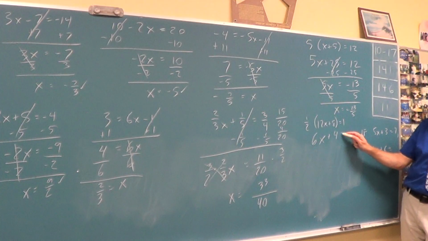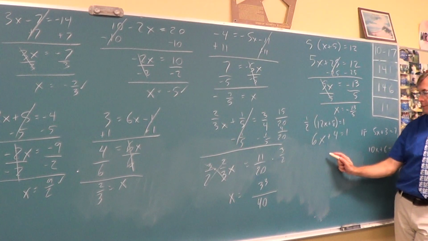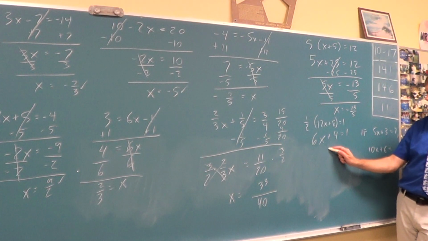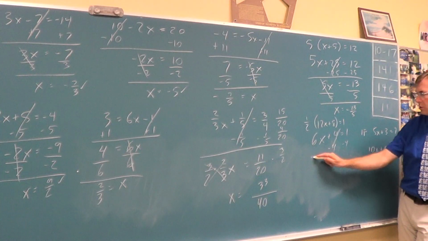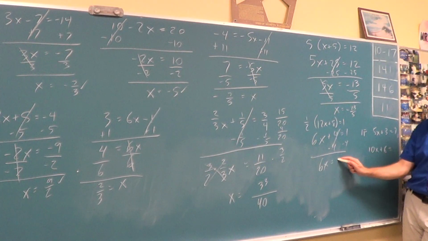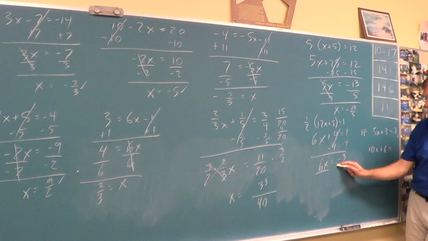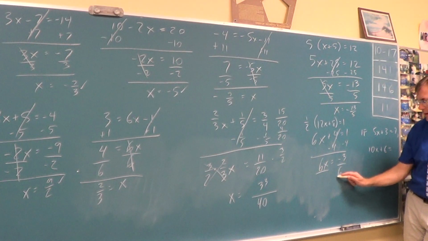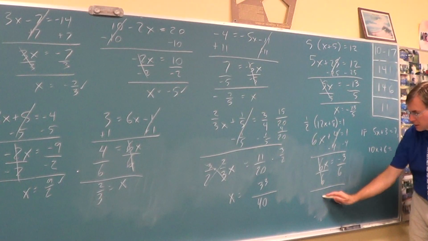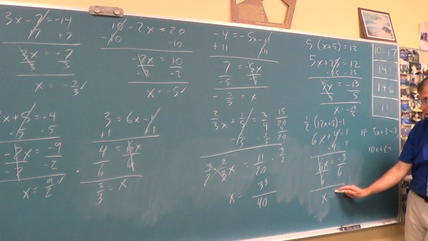So distribute the half, equals 1. Subtract the 4s, so 6x equals negative 3. Then divide by the 6s, eliminate 6s, x would be negative 1/2. Negative half is perfect.